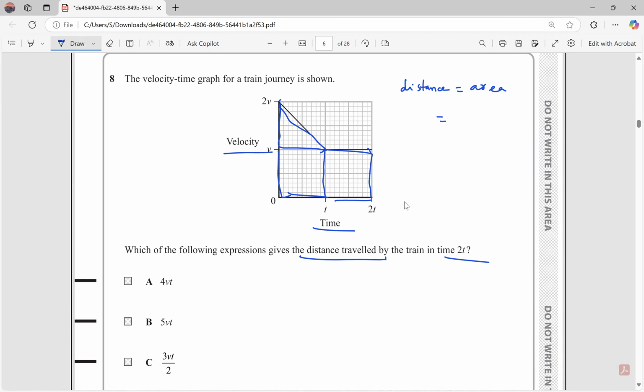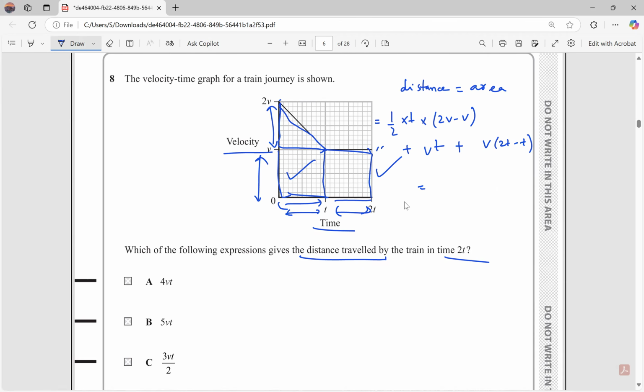So let's start with the triangle. Its area would be 1/2 times the base, which is this thing, d, times the height, which is this. It's from v to 2v, so 2v minus v, plus the square now. Its height is v, its length is t, so v times t, plus this square, for rectangle, square, yeah, square. Okay, the height, which is again v, and this distance, so 2t minus t.